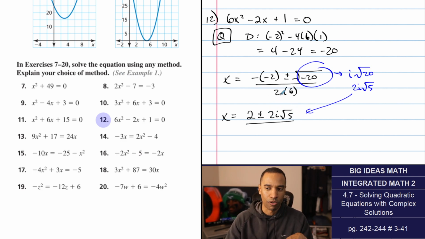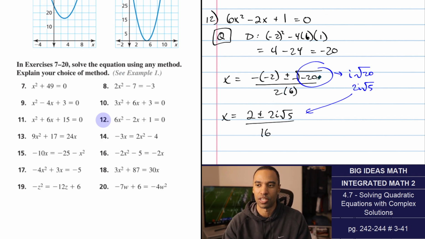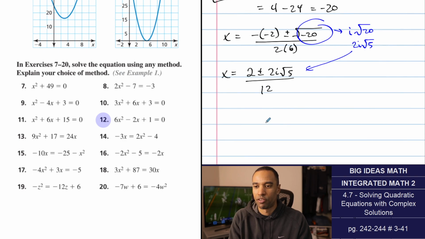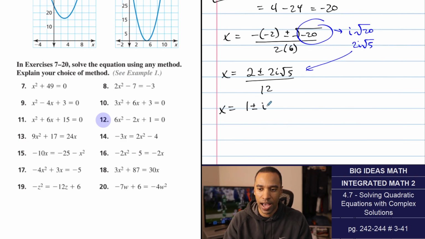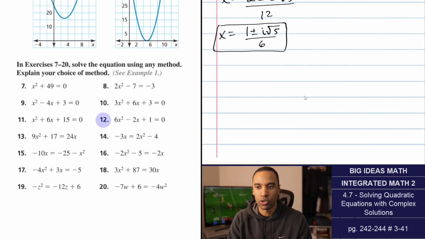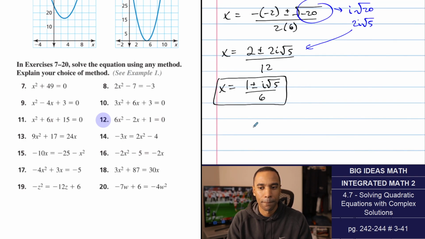Now this is 12. If I kept it as 2 times 6, you could see where the 2's will clearly divide with each other. Whoops, not 16. But I'm going to turn it into 12 and then divide it all by 2 again. 2, 2, and 12 can all divide by 2, so this will be x equals 1 plus or minus 1i root 5 all over 6, and that is the simplified version of this. That's where simplifying the radical comes into play and helps us out. Quadratic formula seems to be the good go-to on that one versus completing the square.